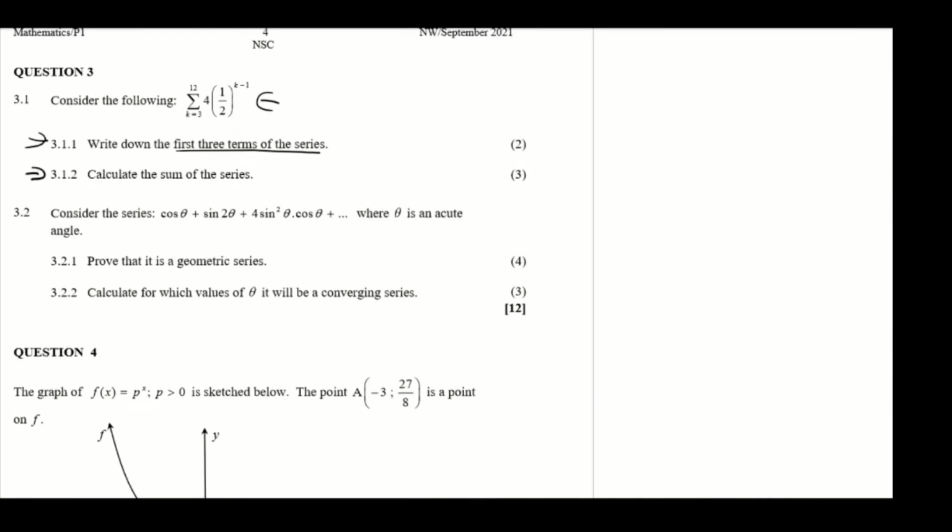3.1.2 says to calculate the sum of the series. The first thing we need to do is identify the values that we found in 3.1.1, which are our first three terms of the series, and also define whether the series is arithmetic or geometric. Then we can use a formula for that series to find the sum.